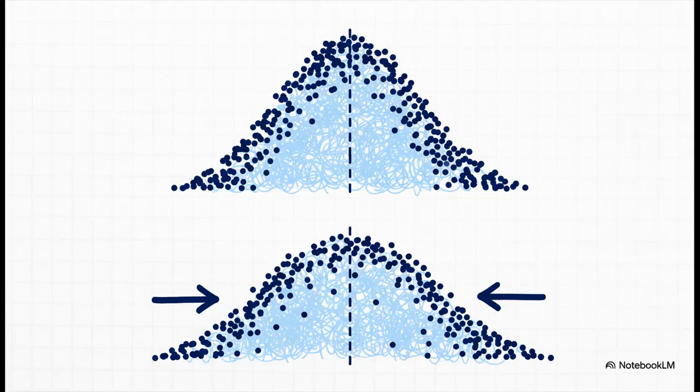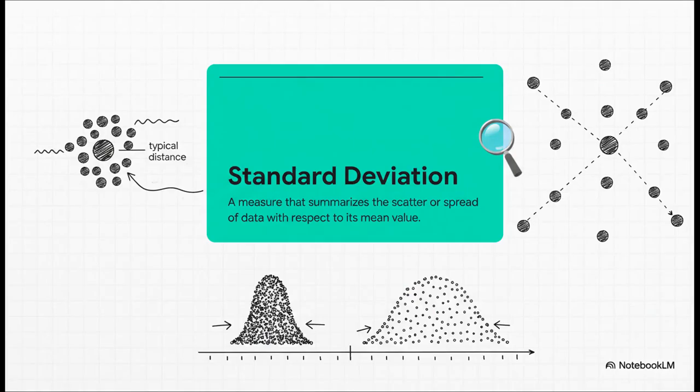But knowing the average just isn't enough. I mean, you can have two very different sets of data that have the exact same mean. The crucial next step is to understand how spread out or dispersed the data is around that center point. And that measure is called standard deviation. The best way to think about it is as the typical distance a data point is from the average. So a small standard deviation means everything's clustered tightly together. A large one means the data is much more spread out.